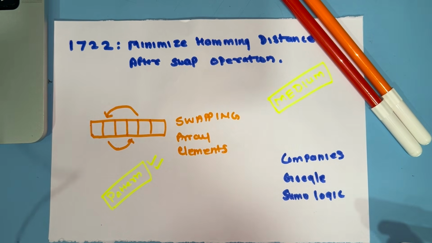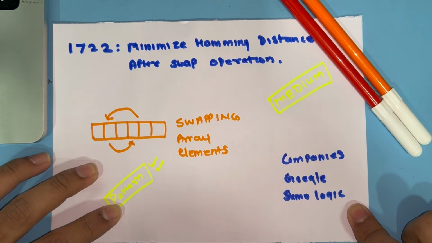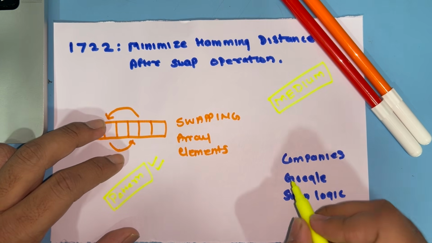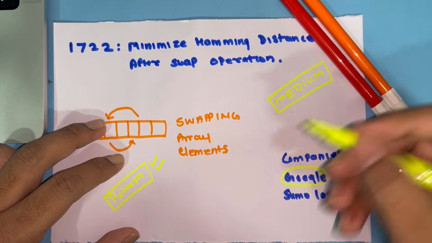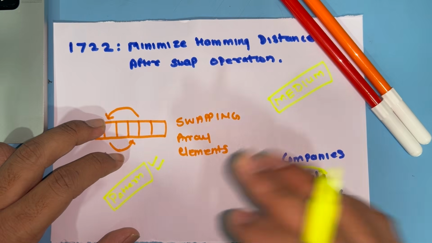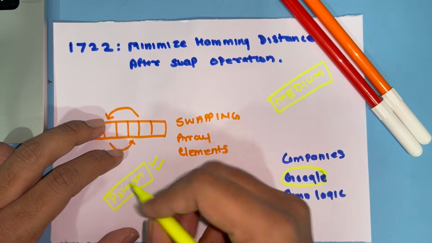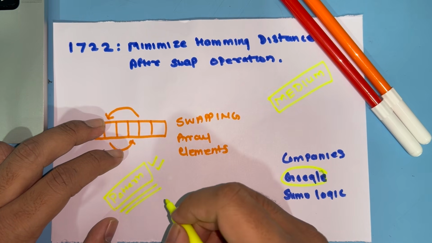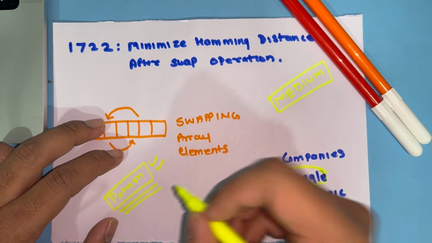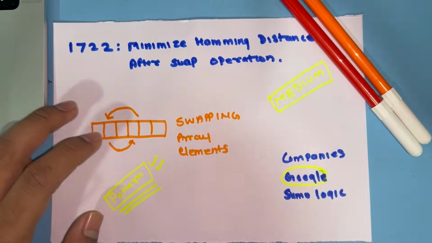So today's LeetCode problem 1722, minimize Hamming distance after swap operations. It has been asked in Google. It is a medium level question. So by the end of this video, what we are going to cover is what pattern this particular question falls in, and how to recognize this pattern and how to use this pattern in various questions.